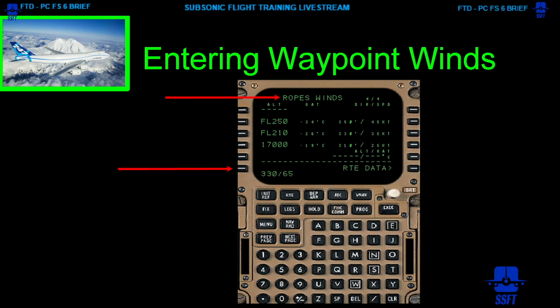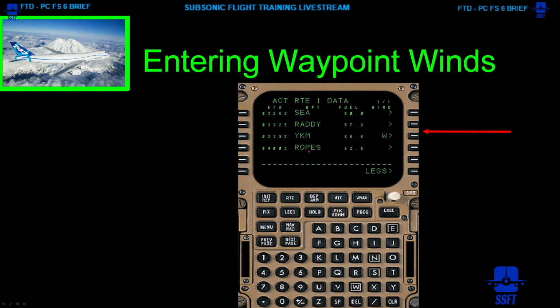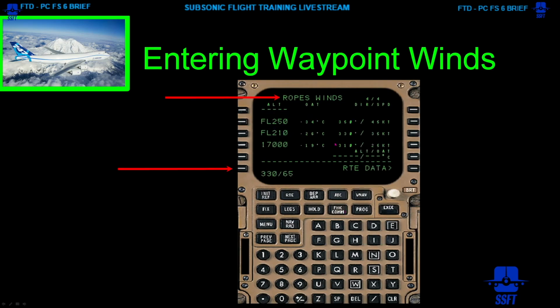You'll notice now if we go to the ROPES waypoint next, we have the pilot entered wind at Yakima, but now we're going to go to the next waypoint, which is ROPES. So we're going to push the R4 button here, and that'll take us to the ROPES waypoint wind page. And you'll notice that those altitudes will propagate down. So they're in there because you put them in there at Yakima. But these winds will be in small font now because they're the winds that propagate forward from the Yakima winds that we put in.